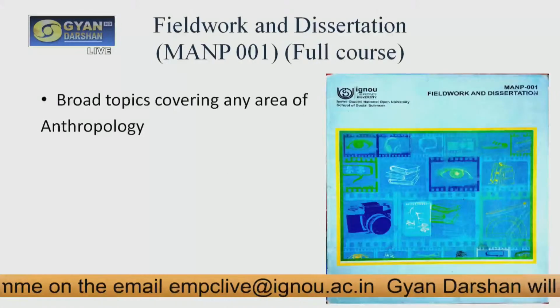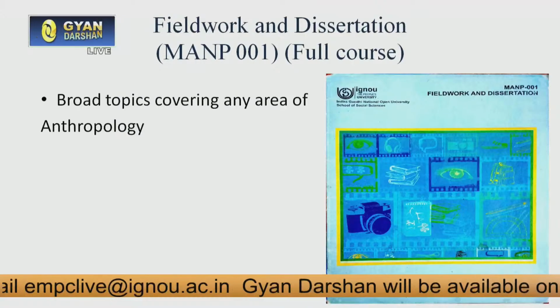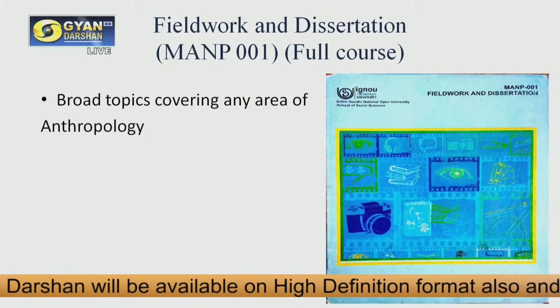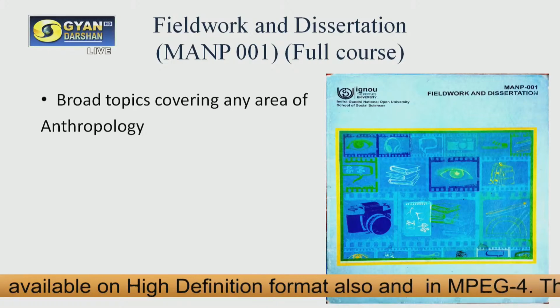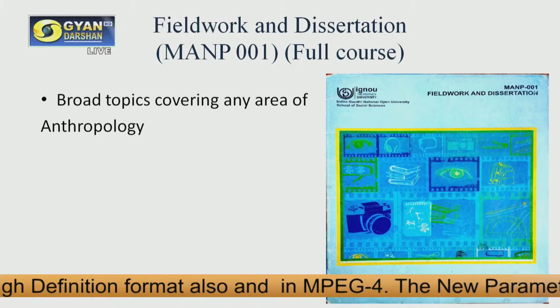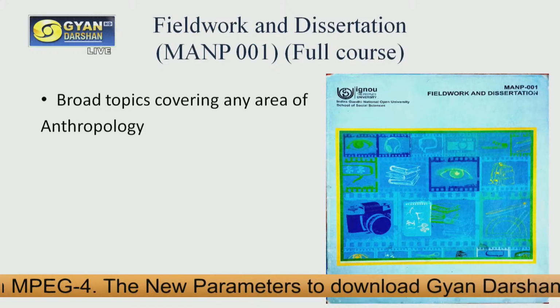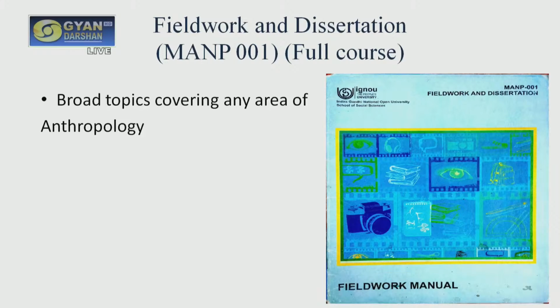Then coming to one more course, fieldwork and dissertation. This is also a compulsory course. A full 8 credit course is devoted to fieldwork and dissertation. Here the learners need to select a broad topic, because it is for 100 marks, an 8 credit course. You need to select a broad topic which covers either social anthropology or physical anthropology or archaeological anthropology or any one domain. You can select a topic and work upon it.